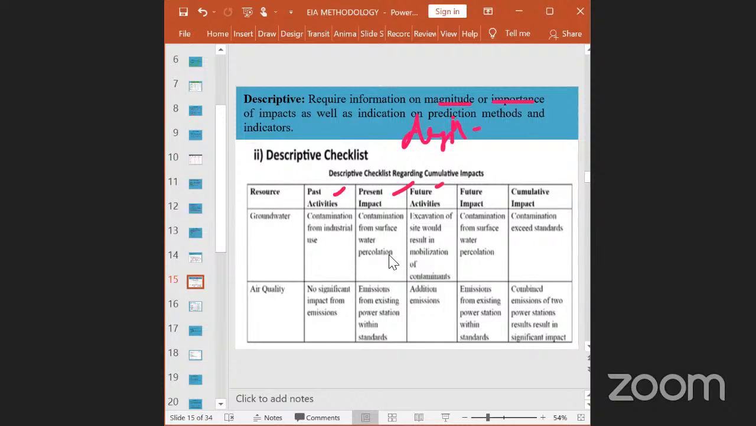So this checklist can also discuss the cumulative impacts due to past activities, the project, and other nearby sources, right? In that, resources, groundwater, air quality, etcetera. Okay, so this is the descriptive checklist.